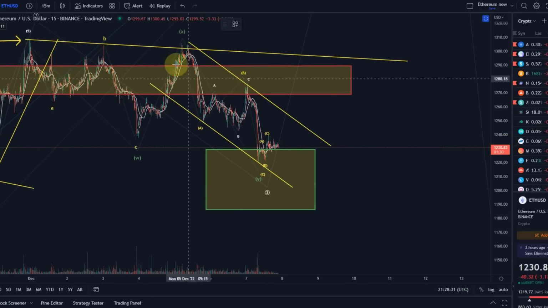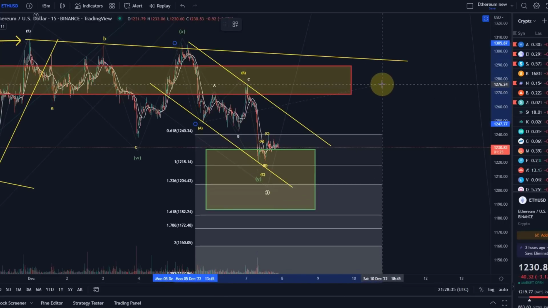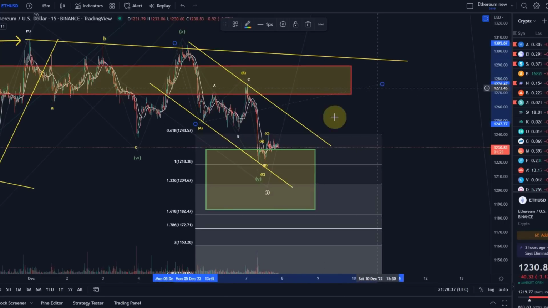The target, or how to calculate the target: we take the length of the wave A, we go to the high of the B wave, and the target would have been 1218, a little bit above that. We reached 1220. That is perfectly fine. I would consider that target reached in such a volatile market. It's the 1-to-1 ratio between waves A and C. But again, we missed it by a couple of dollars, and the move up is not yet impulsive.